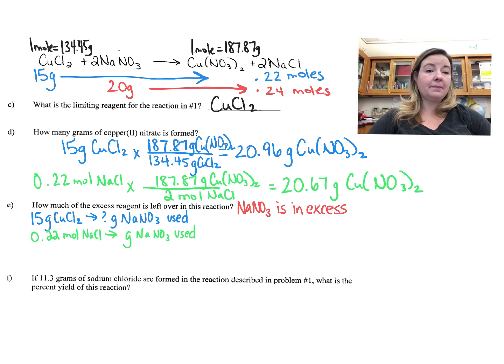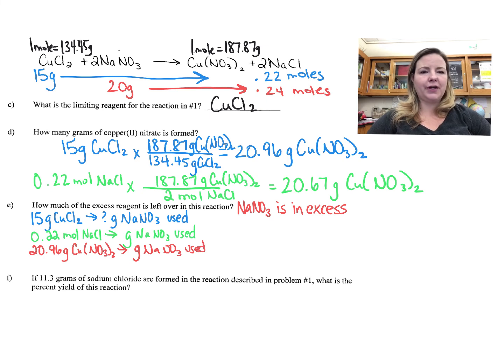I could also take my grams of copper nitrate that I figured out from the previous problem, and convert it to the grams of NaNO3 to figure out how much of the 20 grams I am going to be using. I could do it any of those ways.